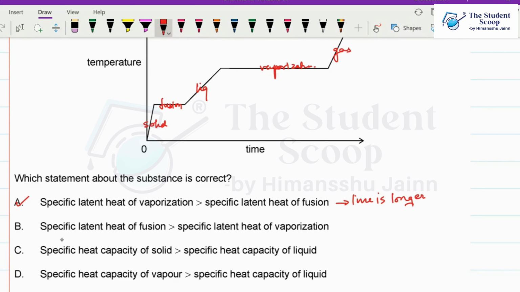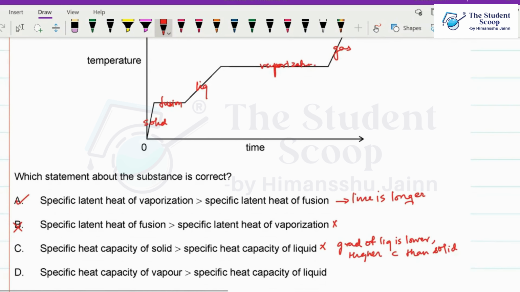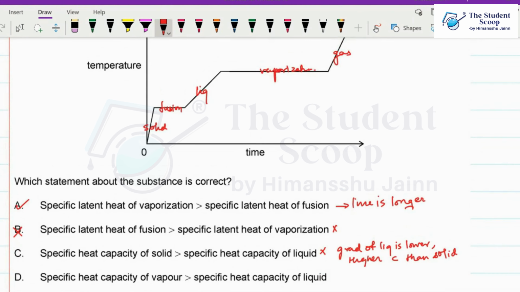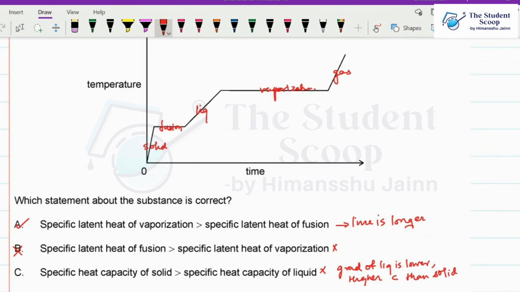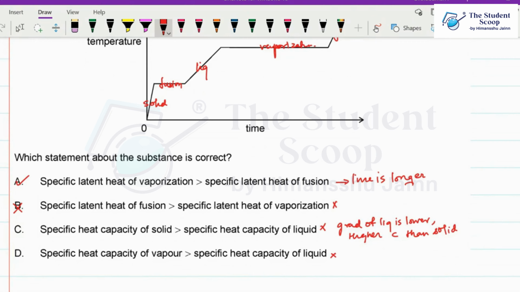But let's see whether the other options are true or not. The option about the specific latent heat of fusion is wrong, because we have just defined that in the previous part. The specific heat capacity of solid is greater than the specific heat capacity of liquid: that is again wrong, because you can see the gradient of the liquid is lower, which means it has higher specific heat capacity than the solid. So we have to compare the gradients. Similarly, the specific heat capacity of vapor is greater than liquid: again not, because the specific heat capacity of the liquid will be higher, since the gradient of the liquid is lowest compared to gas or solid. So this is also wrong for the same reason.